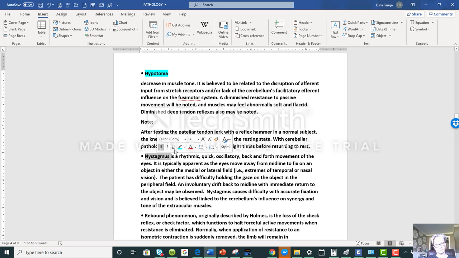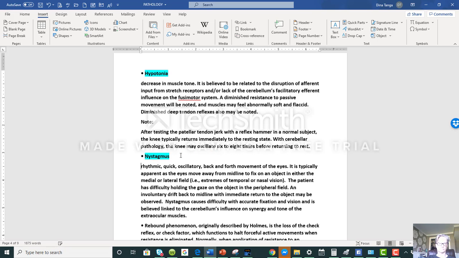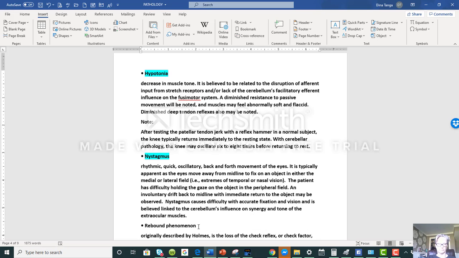Nystagmus is a rhythmic, quick, oscillatory, back and forth movement of the eyes. It is typically apparent as the eyes move away from midline to fix on an object in either the medial or lateral field, that is, extremes of temporal or nasal vision. The patient has difficulty holding the gaze on the object in the peripheral field. An involuntary drift back to midline with immediate return to the object may be observed. Nystagmus causes difficulty with accurate fixation and vision and is believed linked to the cerebellum's influence on synergy and tone of the extraocular muscles.